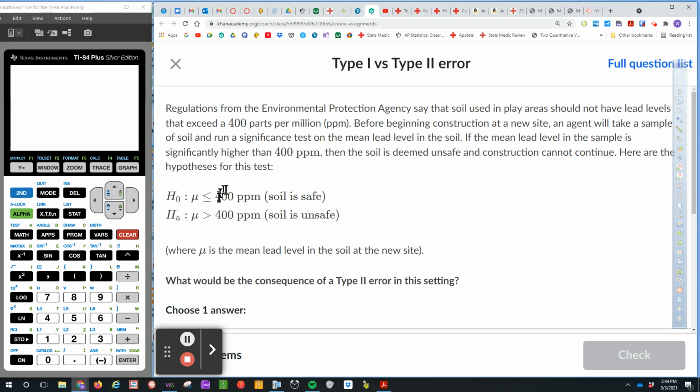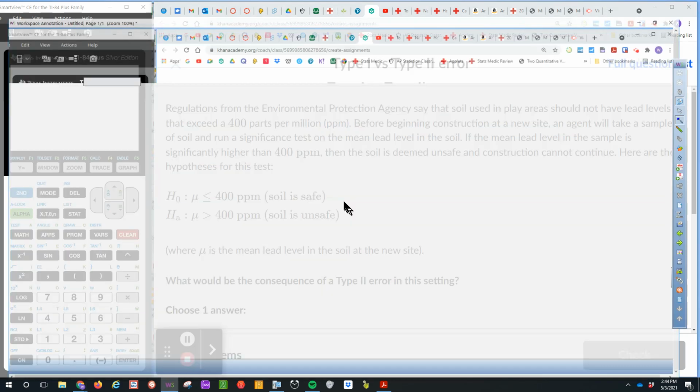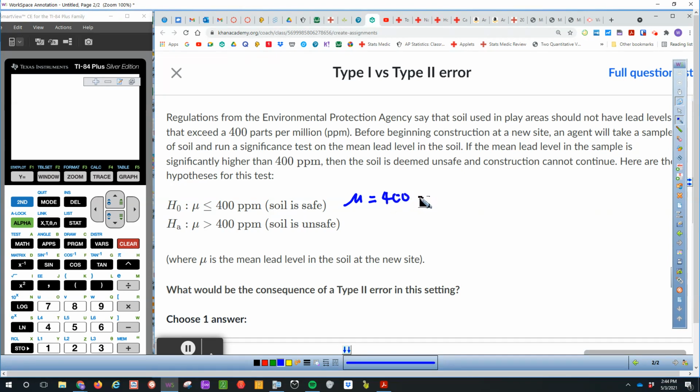We are assuming that the soil has less than 400 ppm, which means the soil is safe. The alternative hypothesis is that it's greater than 400 and the soil is unsafe. Usually we don't put less than or equal to, because we could have easily said the mean is 400 ppm. But in this case, the null hypothesis is written as the mean is less than or equal to 400 ppm, and this would still be correct. Here mu, the symbol for the population mean, is the mean lead level in the soil at the new site.